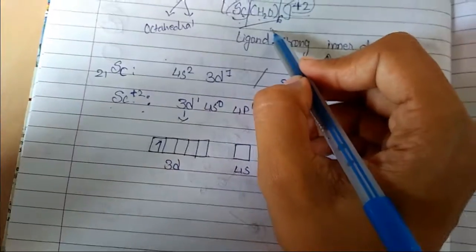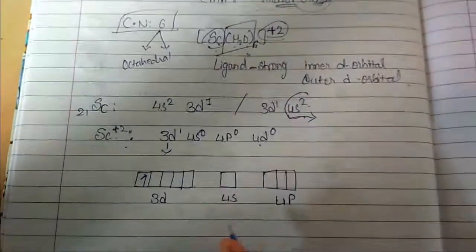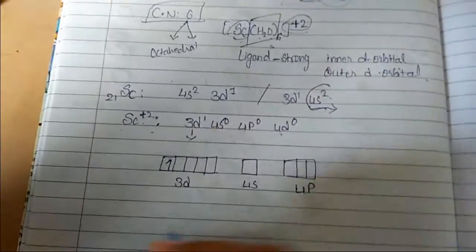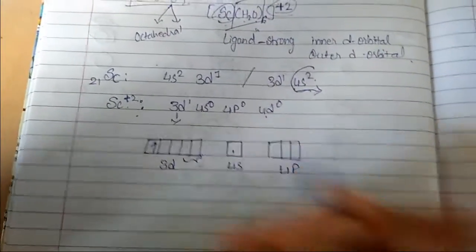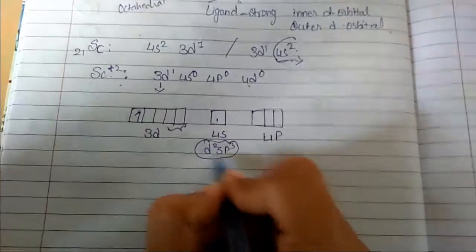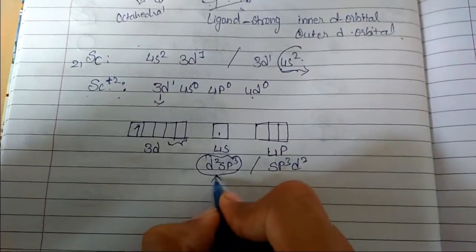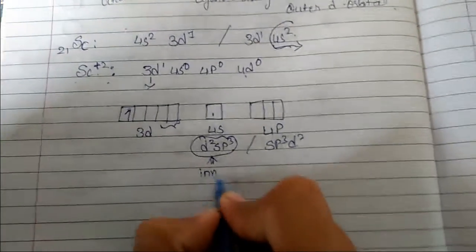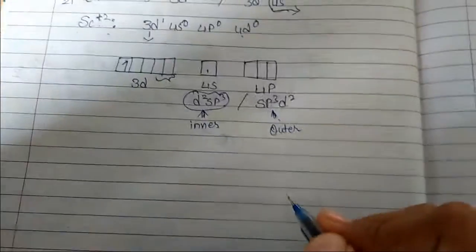Now there are 6 water molecules. So 6 water ligands, aqua ligands, will donate electron pairs and give the hybridization or geometry to that complex. So here the possibility is that it can give 2 d orbitals, 1 s orbital, d2sp3, whether you get d2sp3 or you get sp3d2. If you are getting d2sp3, this is your inner d orbital, and if you are having sp3d2, that is your outer d orbital, right?